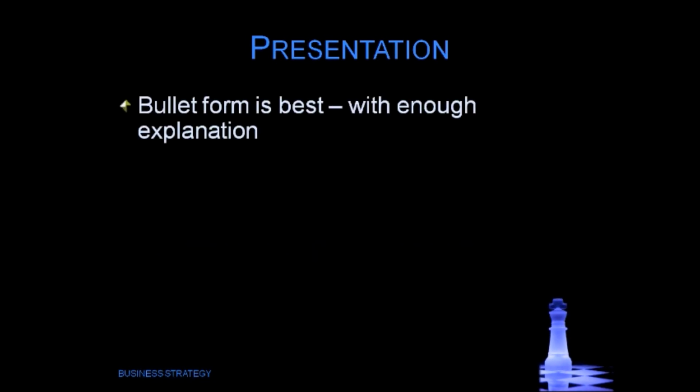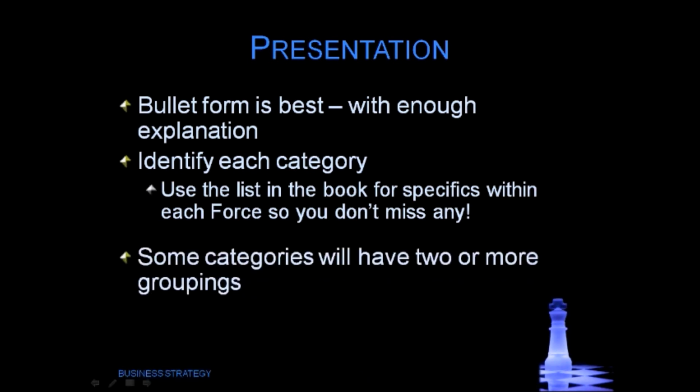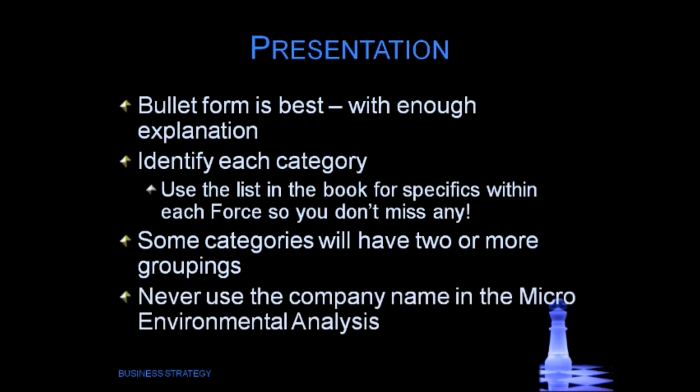When you present, bullet form is best, but you want to use enough explanation. Make sure you identify each category. Use the list in the book for specifics within each force so you don't miss any. Some categories can have two or more groupings. For example, we might have two or more sets of buyers. We might have wholesalers and retail. Never use the company name in the micro-environmental analysis. It's not about the company, it's about the industry.